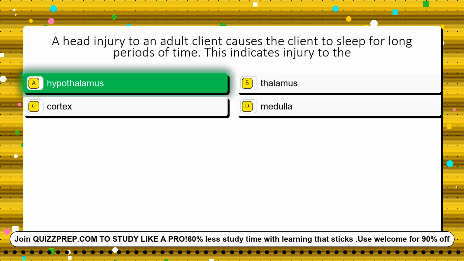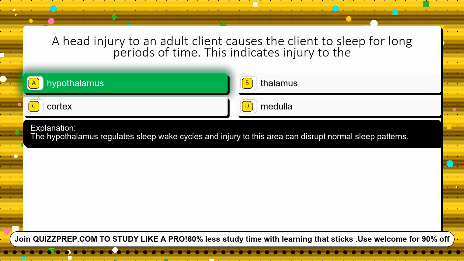The correct answer is option A. Hypothalamus. The hypothalamus regulates sleep-wake cycles, and injury to this area can disrupt normal sleep patterns.